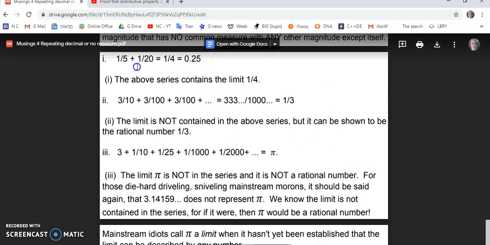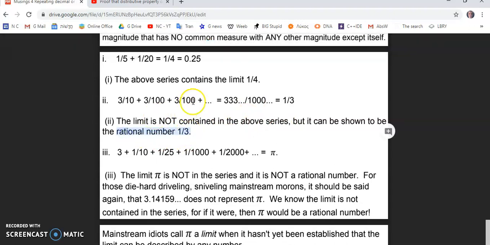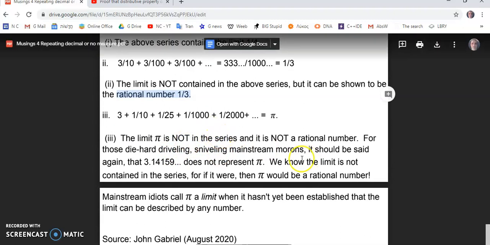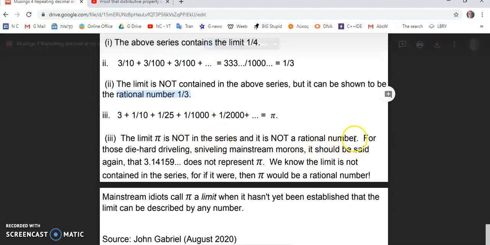So this above example here, 1/5 plus 1/20 says that the series contains the limit a quarter. This one here says that the limit is not contained in the above series, but can be shown to be the rational number 1/3. And the final one, it's not in the series and it's not a rational number. What is it?